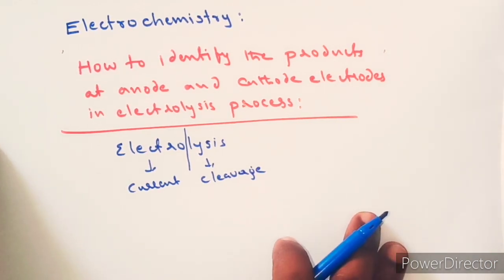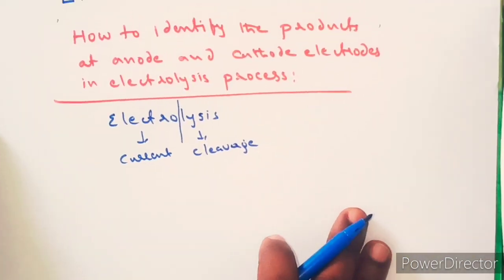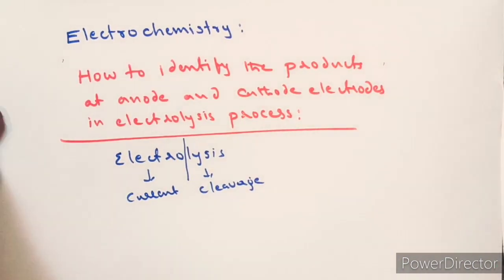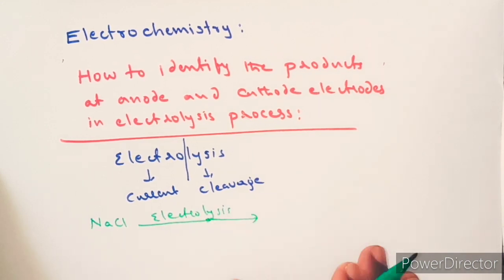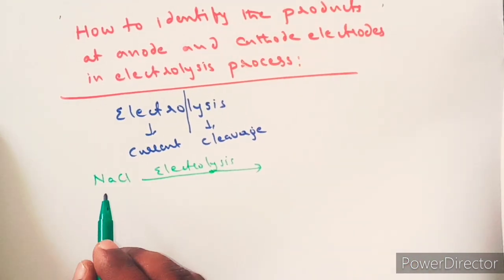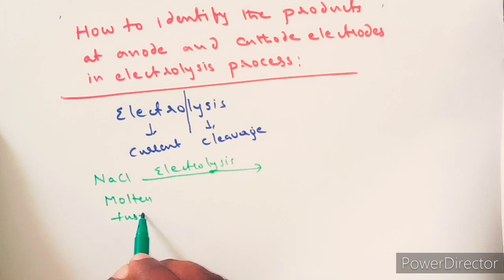Now in the electrolysis process, what is happening here? Let me tell you with one simple, well-known example. For example, if you do electrolysis of sodium chloride, what happens, guys? Take this sodium chloride and subject it to electrolysis. In which form, that is important. Suppose we are taking the sodium chloride in molten state, or in fused form. Then what happens? Let's see that.